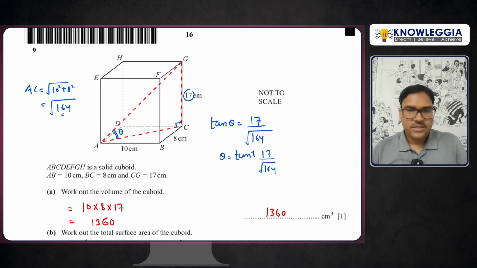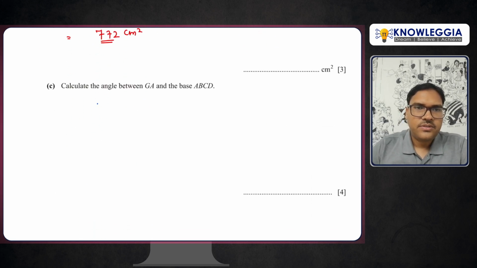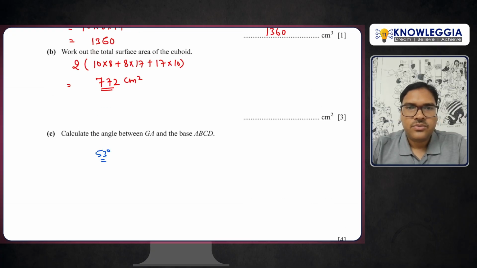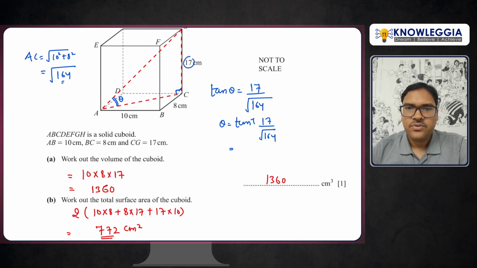So now let's check the value. Tan inverse of 17 by root 164. So that is, you can say, 53 degrees. That is the answer for this. You can easily solve this question. This is 53 degrees. Okay. So now you can just check the calculation. This value is equal to 53 degrees. Okay. So this one is easy. Again, you see how to calculate the angle in 3 dimension.